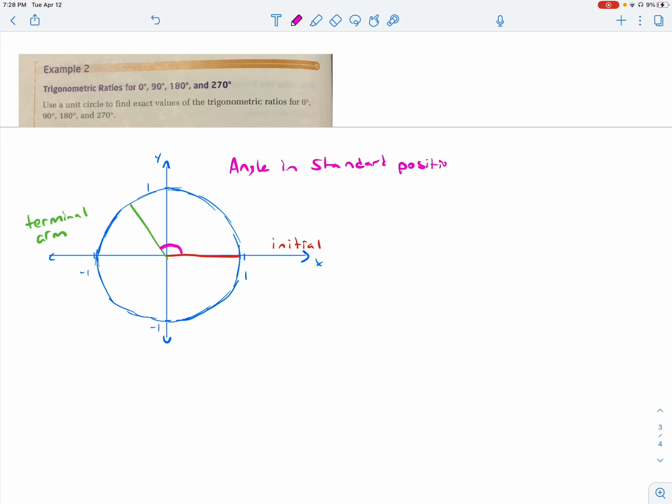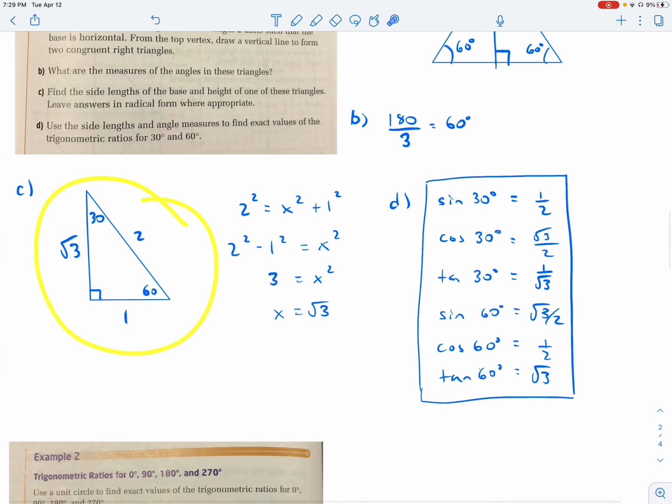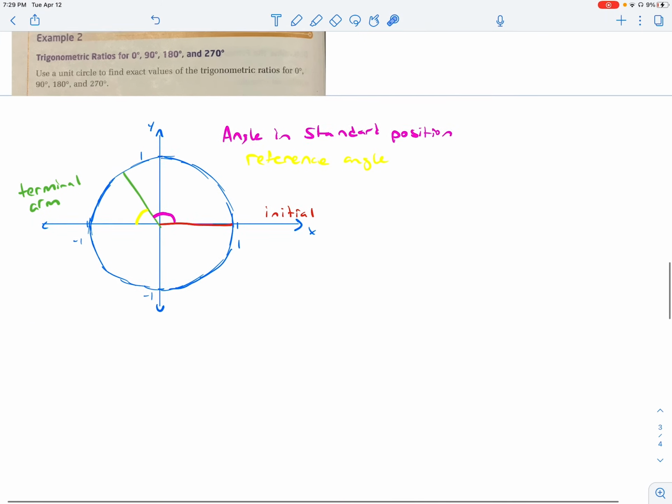Okay, this is all stuff that I had explained in the first video in the investigation. This other angle here, the acute angle that is made with the x-axis from the terminal arm, it's always acute, less than 90. It's not this big one. That's the angle in standard position. This one is called the reference angle. So you can always use the reference angle to find your trig ratios, especially if you know the kind of triangle that's here. So if you knew this was 30, that's great. You could draw that 30-60 triangle that we did up here, and you could use these trig ratios. Just pay attention to the sign.